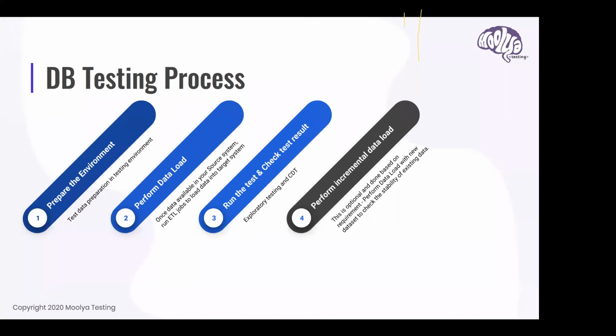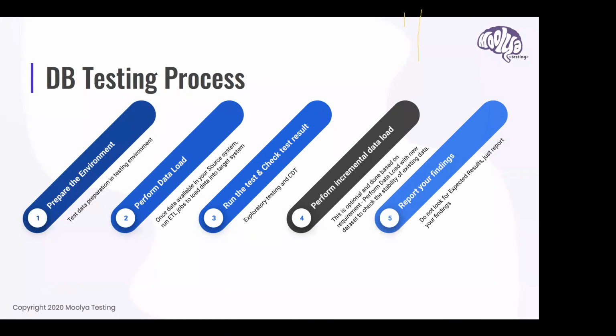Okay. And the last thing is to report your findings. Guys, do not look for your expected results. Just report your findings. That is a good way of testing again. We don't want to expect what the result will be and then search for those results instead of reporting the findings. You'll miss many bugs there. Okay. This is about the DB testing process which is carried out.